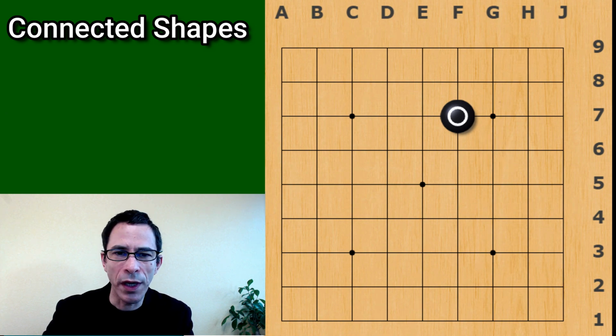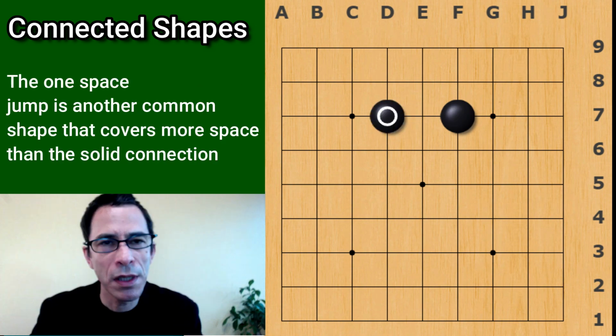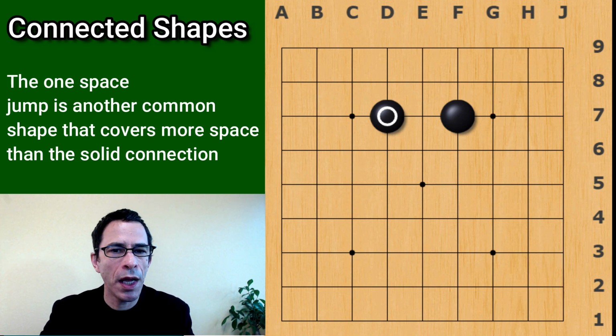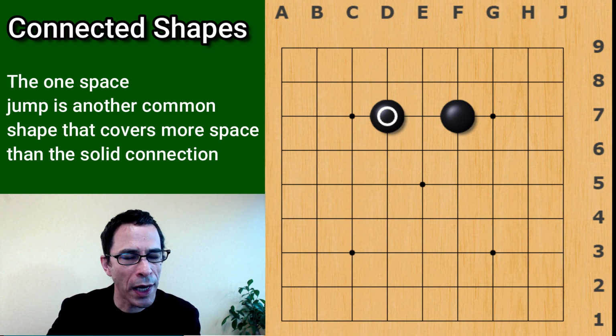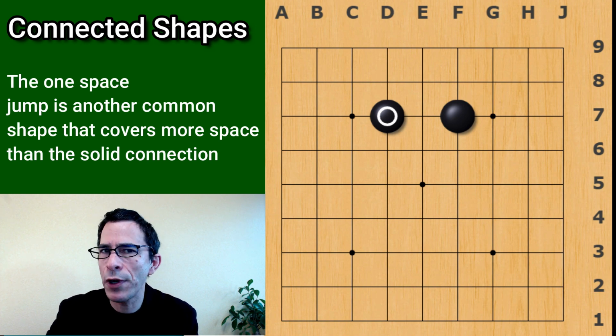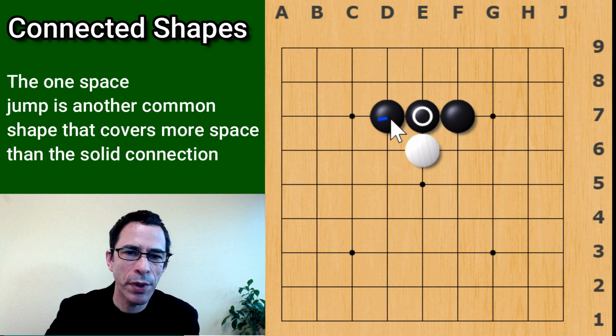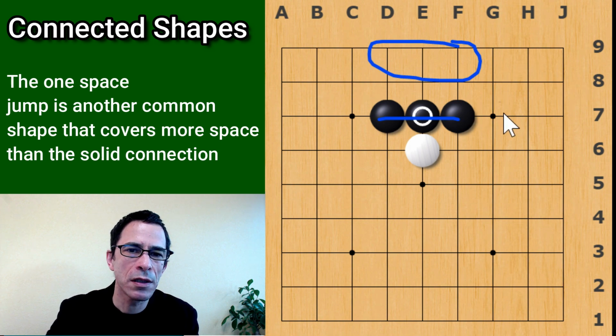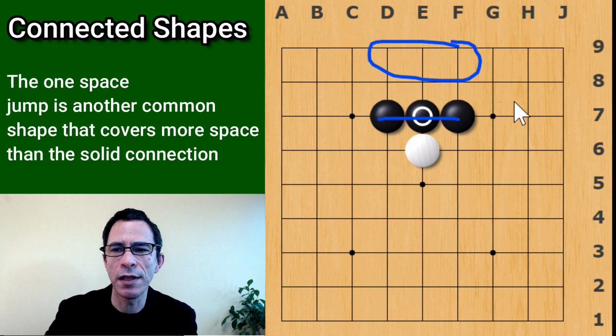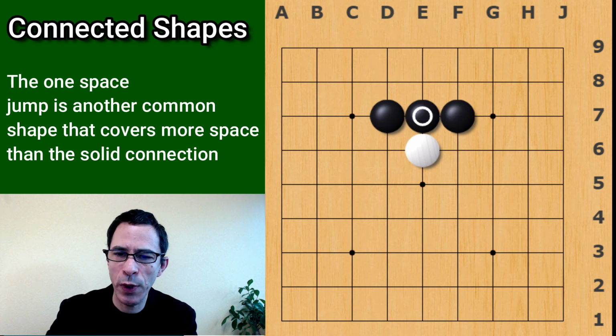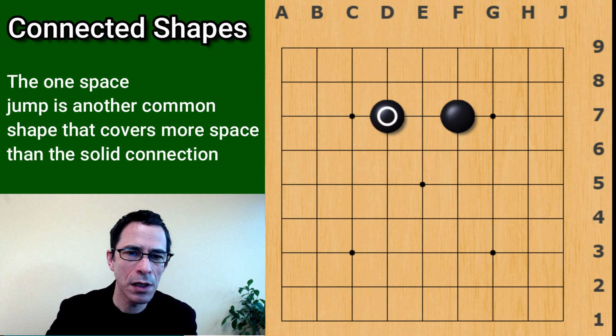I'll show you a different one now. This shape is called the one space jump, and it's a bit more loose than the diagonal connection, but it still usually functions as a connected shape. If we assume something like this, if black gets to play this point at e7, then black will have a solidly connected shape here. And again, if we compare that to just two stones right next to each other, black has managed to control a larger area towards the side of the board. So that's the way the one space jump functions.